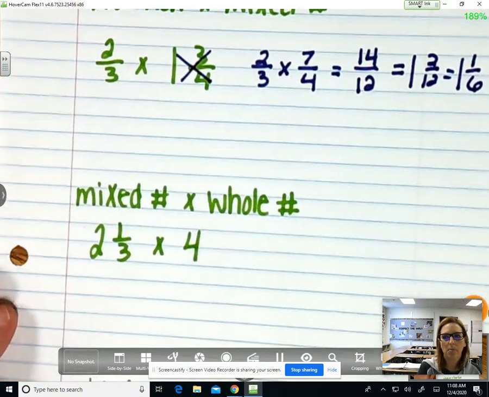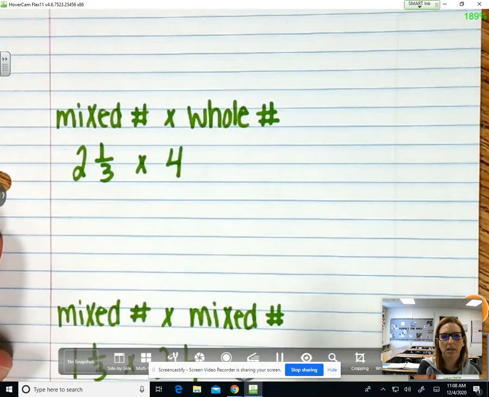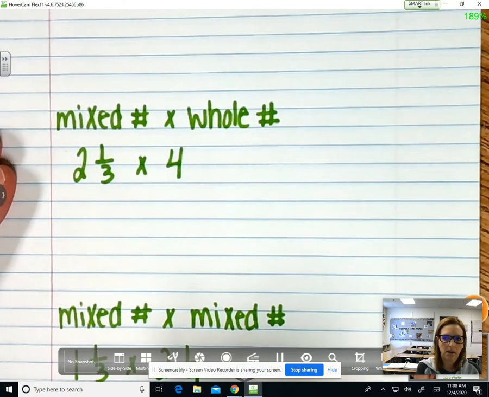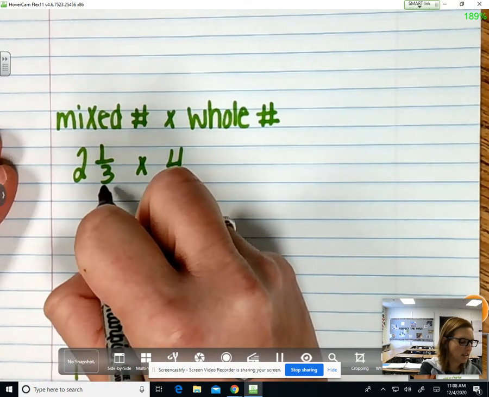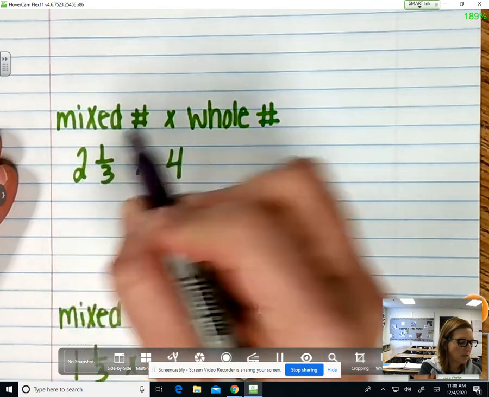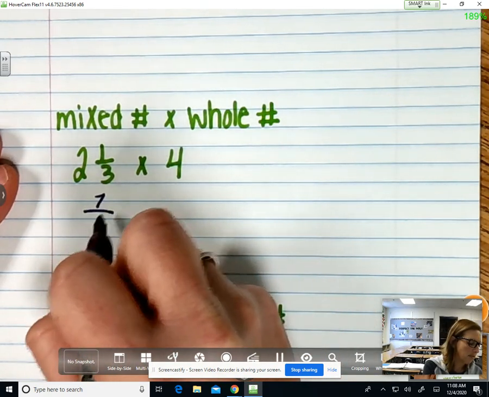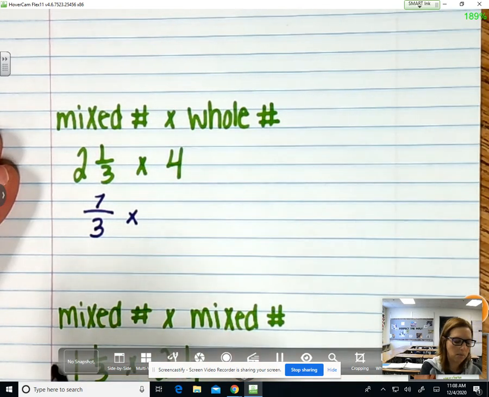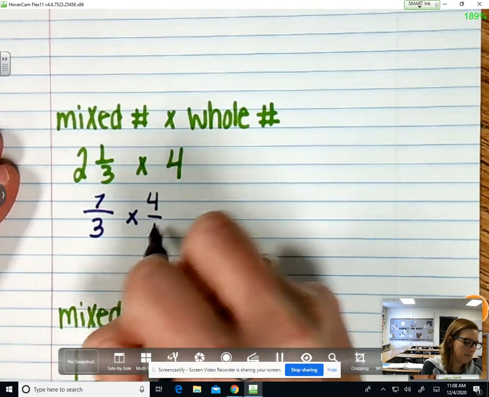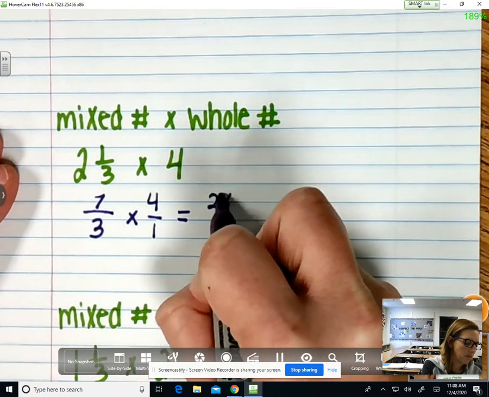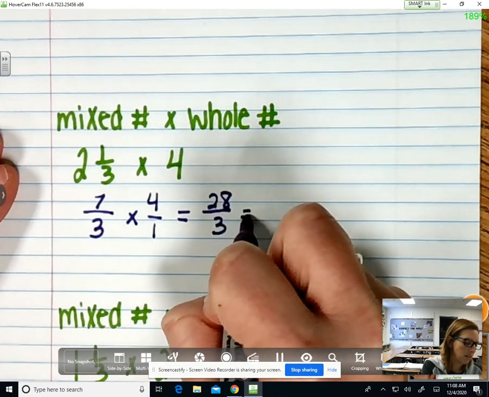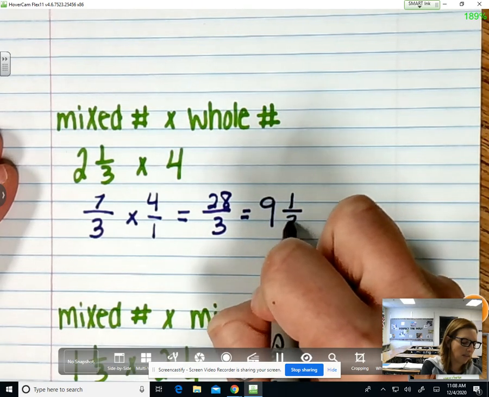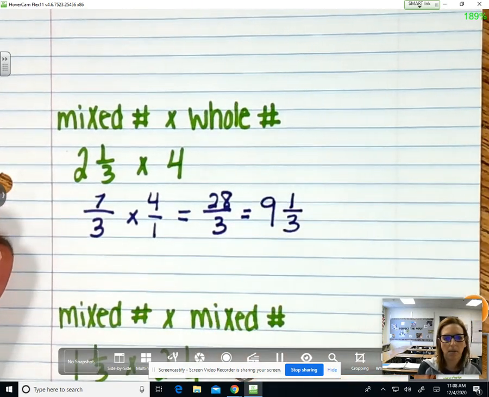Next one, I might have a mixed number times a whole number. Again, I'm going to take my mixed number and change it to an improper fraction. 3 times 2 is 6, plus 1 is 7. Keep it over 3. My 4 is a whole number. I'm going to put it over 1, which makes this 28 over 3. 3 fits into 28 9 times. I have 1 left. Keep the denominator.